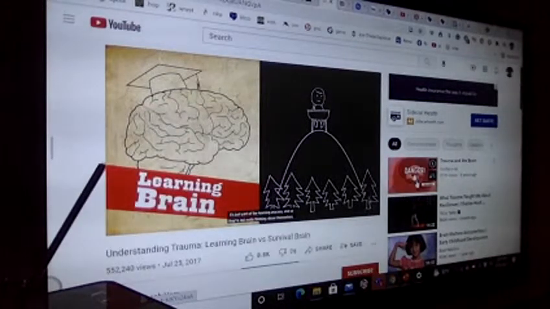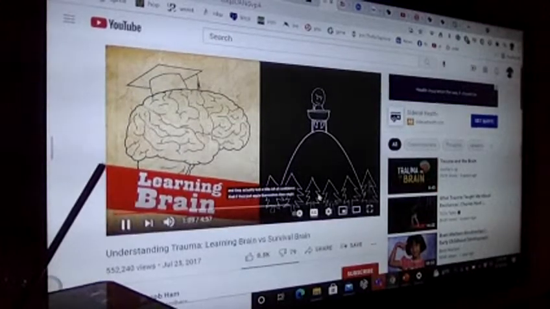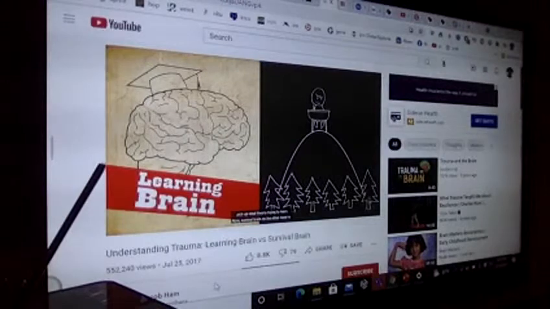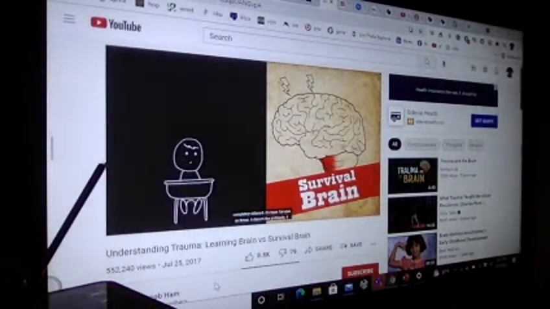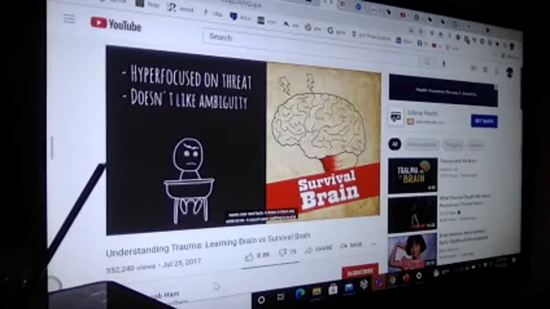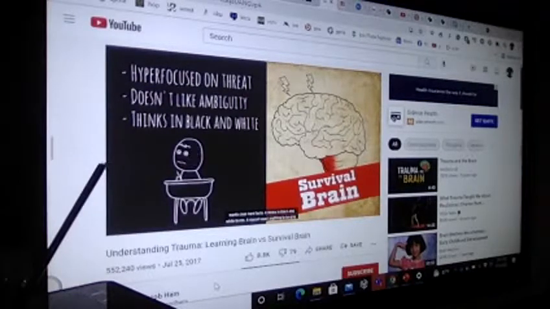And so they're not really thinking about themselves. And they actually feel a little bit of confidence that if they just apply themselves, they might pick up what they're trying to learn. Now, survival brain, on the other hand, is completely different. It's hyper-focused on threat. It doesn't like ambiguity. It wants clear, hard facts. It thinks in black and white terms. It doesn't want anything to be gray at all.